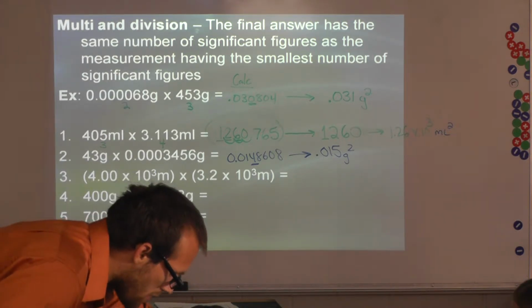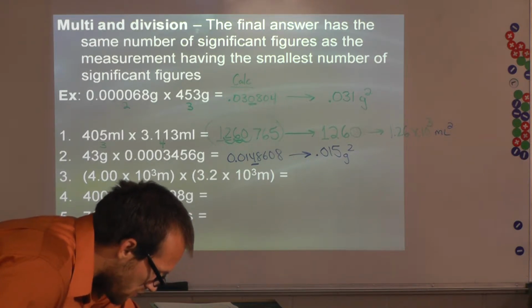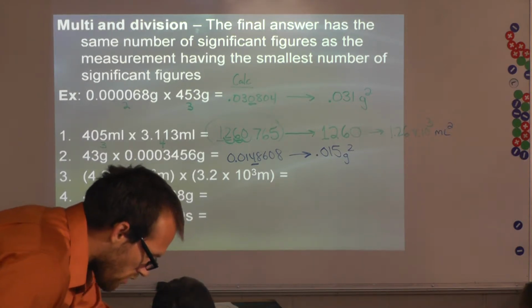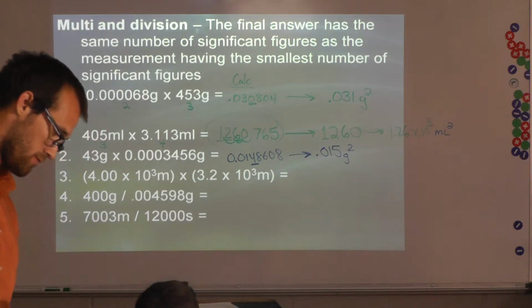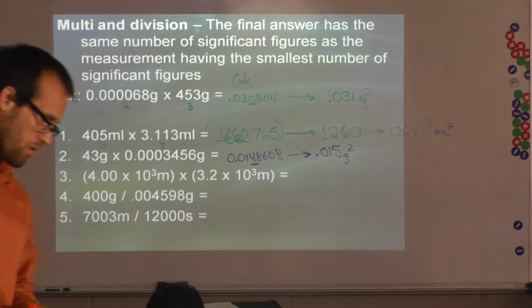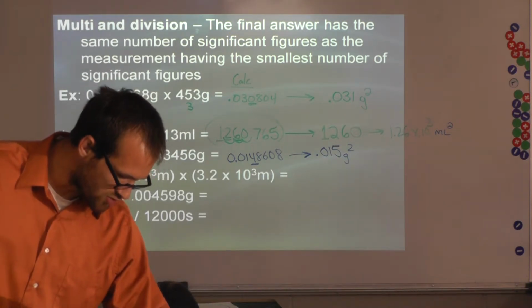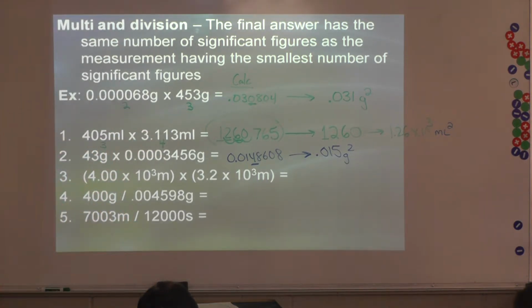No, I want it based on your scientific notation number, not your standard form. So this has 3, that has 2. This should have 2 sig figs shown. That has 4. So you want to show it with 2. You see how this has only 2 and that has 3? So you always round your answer to the least amount of significant digits as your least measurement.